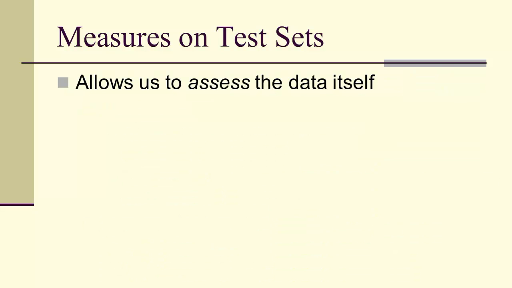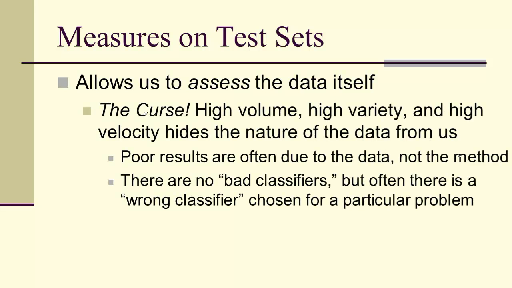Measures on test sets also allow us to assess the data itself. Remember the curse: high volume, high variety, high velocity. These hide the nature of the data from us. So if we get poor results, it may be because of the data, not because of the method we applied to it. Another way to think about that is there really are no bad classifiers, but we could choose the wrong classifier for a particular problem, and it could be that the data is such that no matter what classifier we pick, it'll be a poor performer.